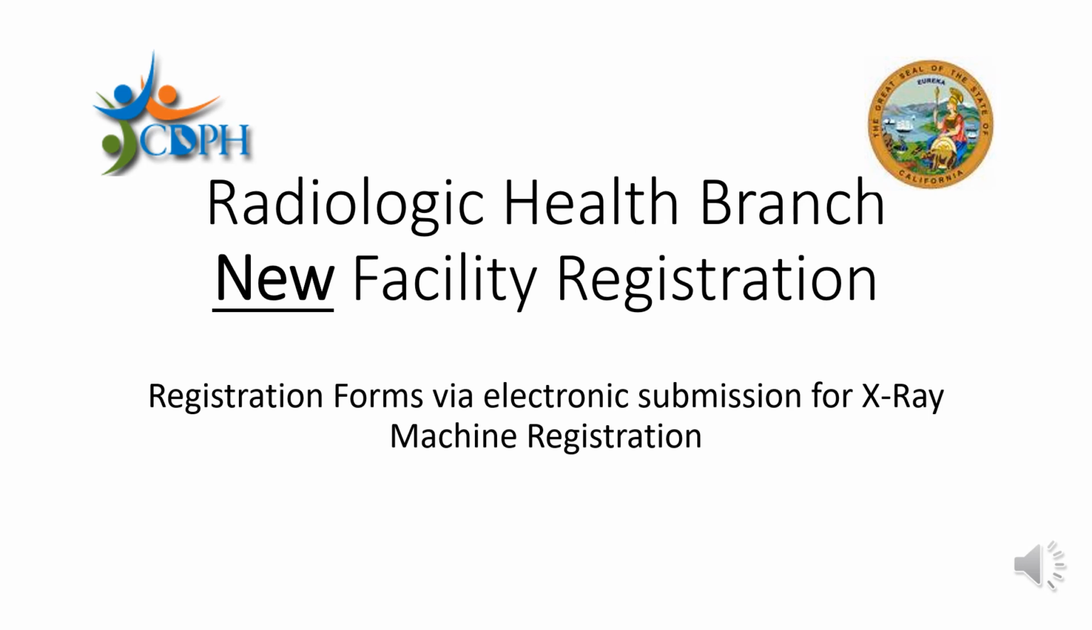This video will show you how to fill out the new facility registration form. This form is used if your facility, business, or practice possesses one or more radiation machines and does not already have a California-issued facility registration number from the California Department of Public Health's Radiologic Health Branch. If you purchased a facility from a previous owner, use this form as well because registrations are not transferable.